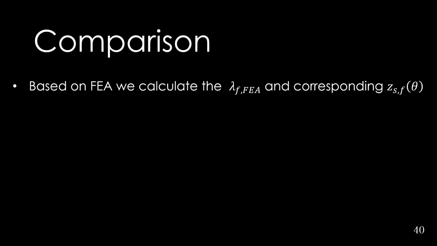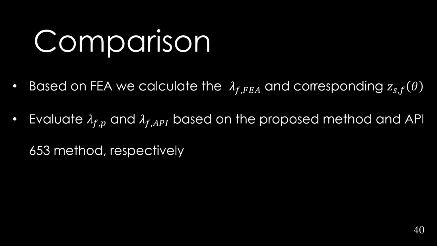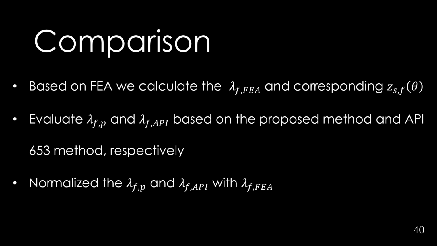Now let's talk about comparison of the proposed method with the API 653 method. Just like we calculate the failure settlement amplitude based on finite element analysis, we can do the same for the proposed method and the API 653 method. Having done that, we now normalize these values with the failure settlement amplitude which we got from finite element analysis.